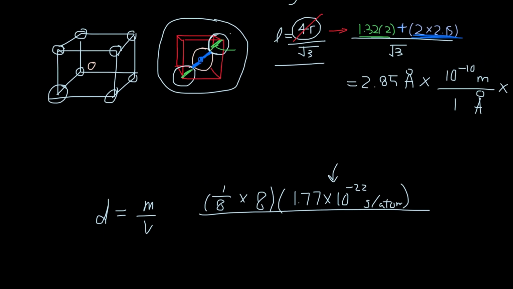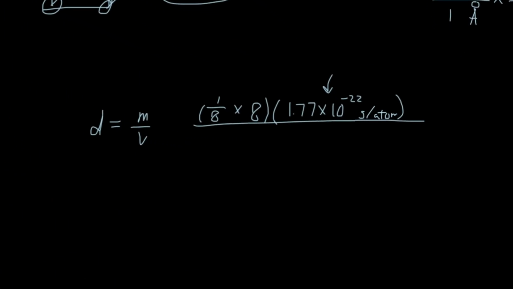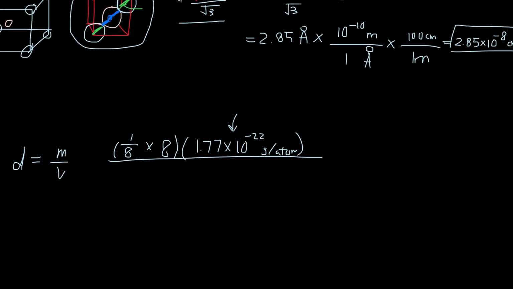for this unit cell, and then we divide it by Avogadro's number to find the number of grams per atom. And now the volume is the edge length cubed, so we're just going to pull our edge length in here. And this is in centimeters, and then cube this, which will get us, and this will be our density.